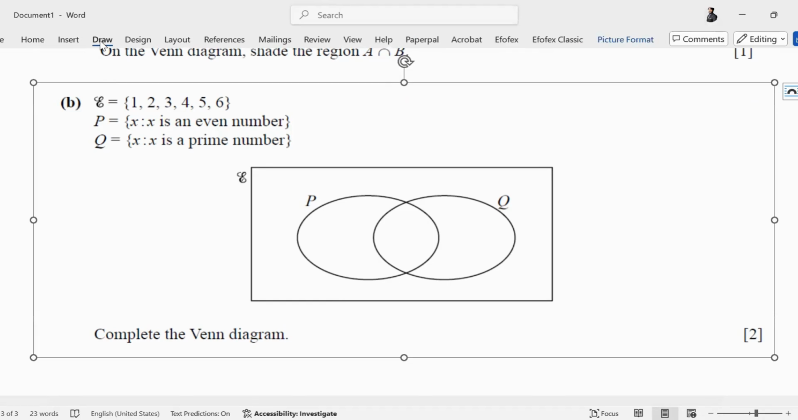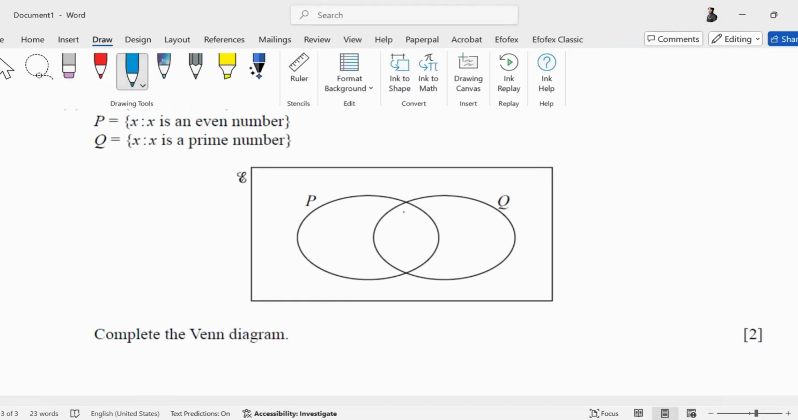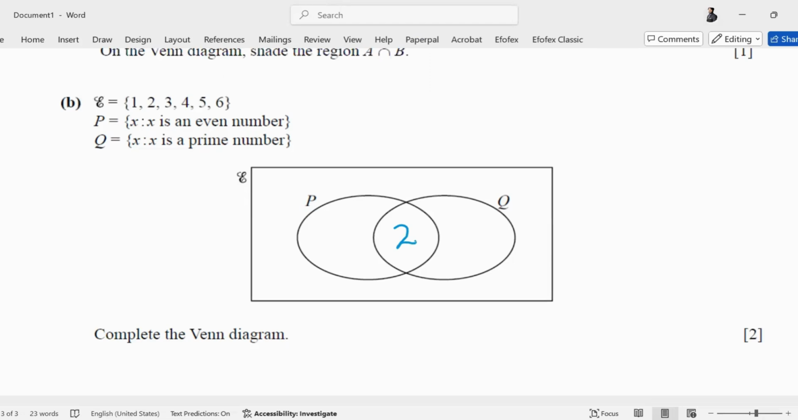We always start filling them in the diagram from inside out. Is there any even prime number? There is just one even prime number, which is 2. So first we label 2 over here. Okay, then even numbers. What are the other even numbers that I have? 4 and 6.